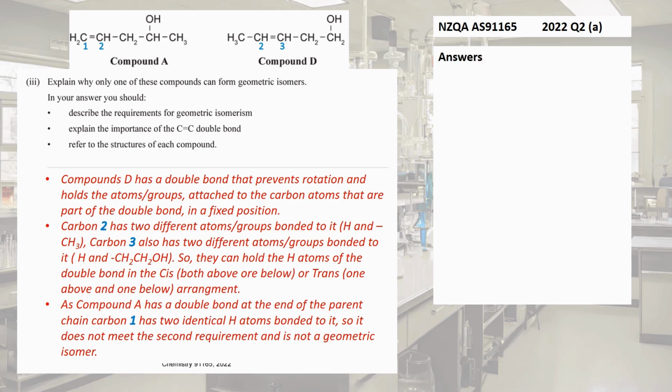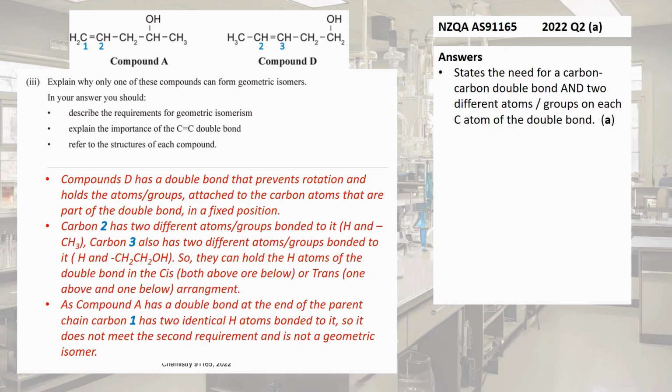Okay, what do we need for the answers here? So thinking that the previous slide had, if you drew them correctly, you got 1 achieved point. If you state that you need a carbon-carbon double bond and 2 different atoms, you get the second achieved point. Okay, or atoms or groups. Okay, so that's 2 achieved points. That's similar to the 2021 answer.